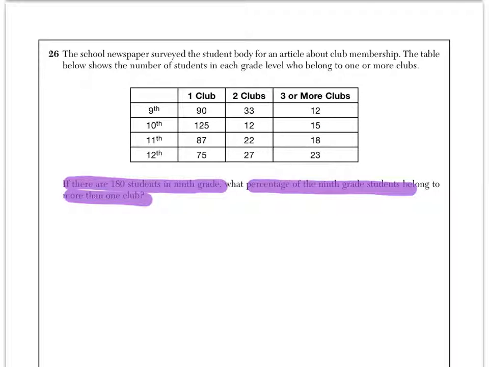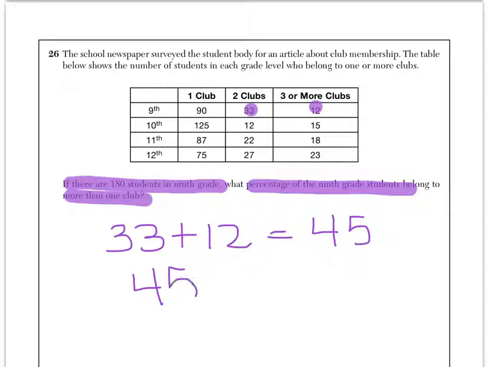Now you might recognize that if you add 90, 33, and 12 together, you do not get 180 because it's possible that students don't belong to any clubs. So what we need to do is focus on the 33 and the 12, and if we add those two together, 33 plus 12, we end up with 45. So we have a total of 45 out of 180 students that belong to more than one club.